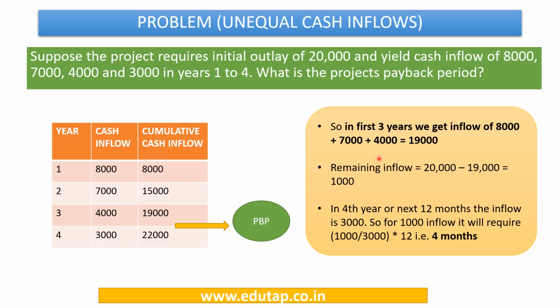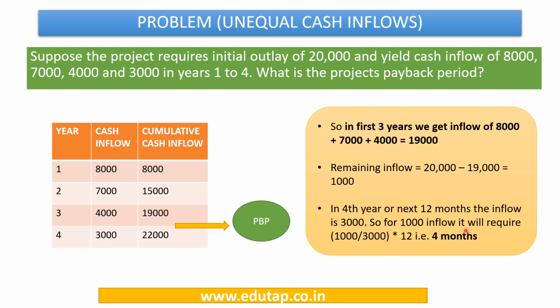So in the first 3 years our cash inflow is 19,000 and the remaining inflow which we require to meet the initial investment is 1,000. So in this case we have to recover only 1,000 in the fourth year and we are recovering a total amount of 3,000. So 1,000 is going to be recovered in 1,000 divided by 3,000, that is 1/3 of the year, or 4 months. So this amount is going to be recovered in 4 months.